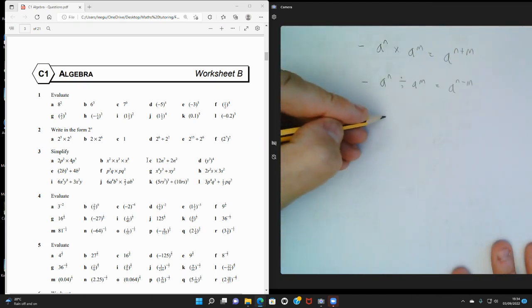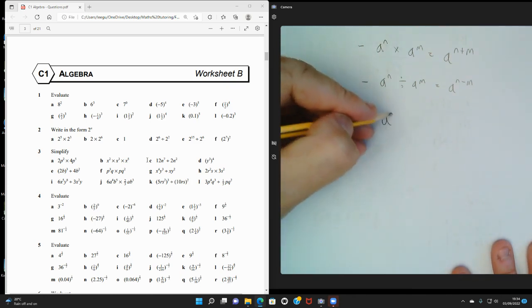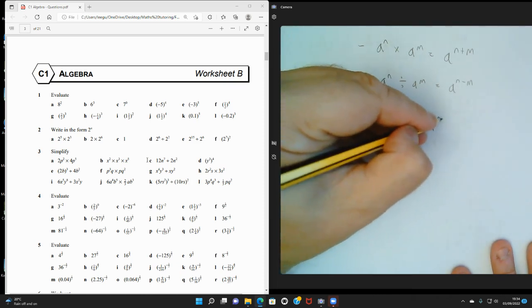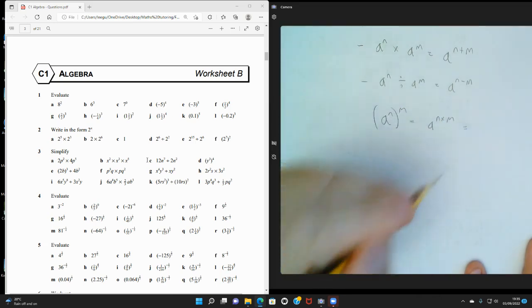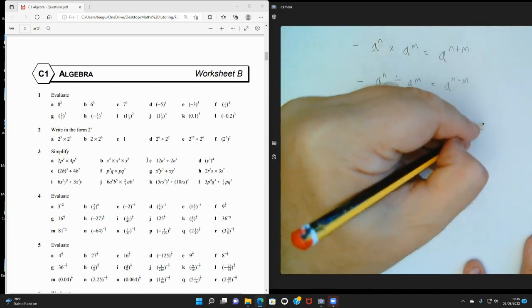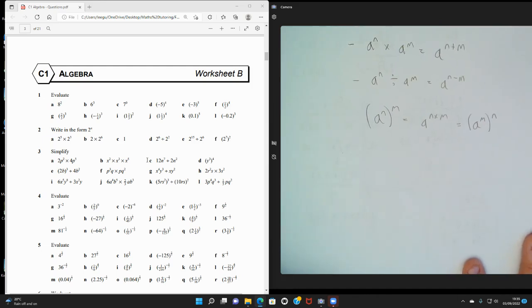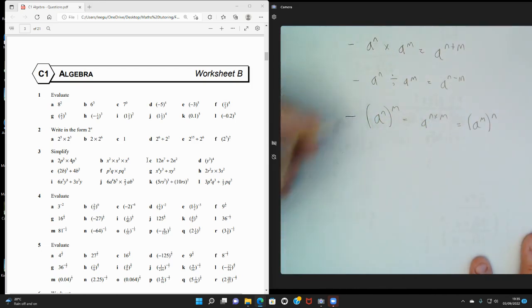Now, this is the one that we're going to be predominantly concentrating on. If I have a to the n to the m, then that is equal to a to the n times m. And because multiplication is commutative, I could also write a to the m to the n, which is the same thing. So all three of those expressions mean the same thing. When you have a power to a power, it's a product. Those are predominantly a few of the laws we're going to be using.